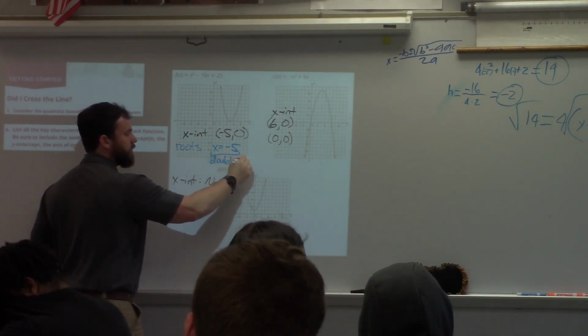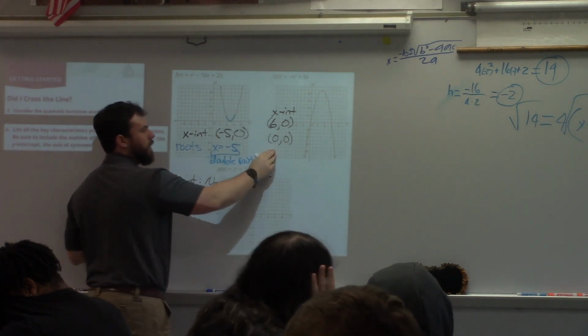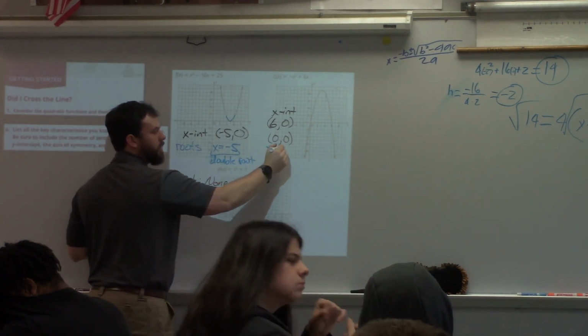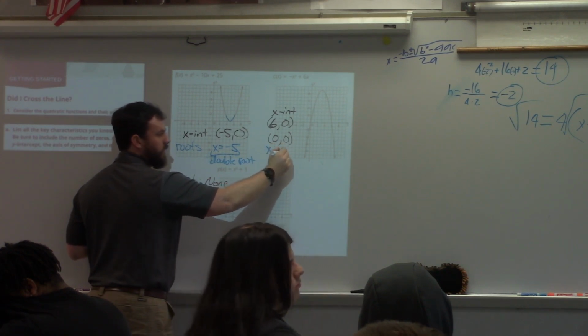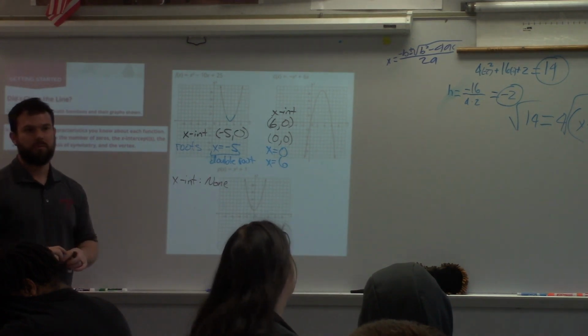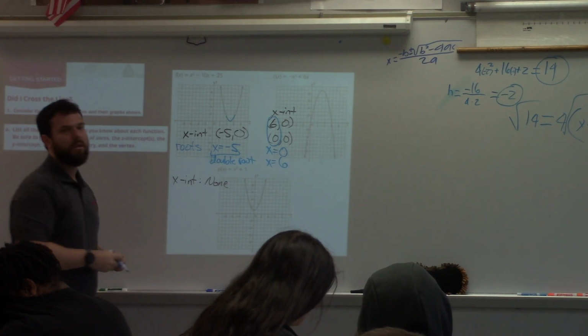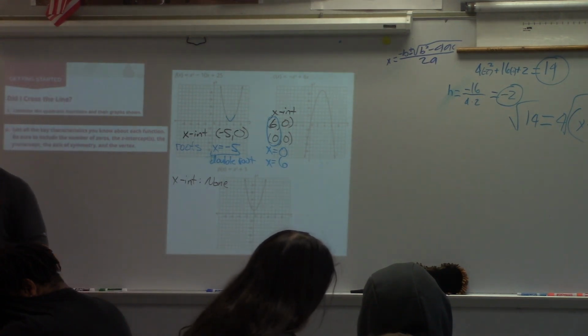That's why it touched the x-axis and bounced off, right? Over here, the roots were x equals 0 and x equals 6. So we already have our two roots. Notice those are just the x values of the x-intercepts. R1, 0 and R2, 0.